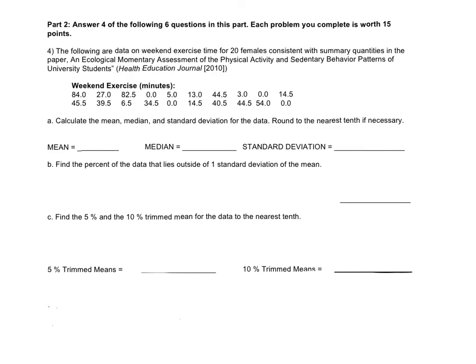For our next question, the following are data on weekend exercise times for 20 females consistent with summary qualities in a paper. So this is a very scientific problem. And this is how many minutes of exercise these people have gotten over the weekend. It says that you have 20 females, so the number of data should be 20. Take a minute, enter the data into your calculator, run your 1-var stat test, and find your mean, median, and standard deviation to the nearest tenth.